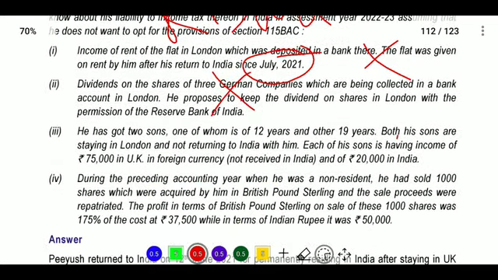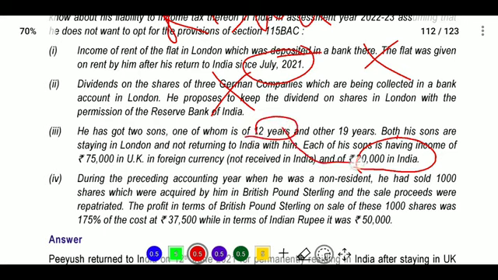Next case, he has 2 sons, one of whom is 12 years and the other 19 years, but both sons are staying in London and not returning to India with him. Each son has income of 75,000 in UK and 20,000 in India. The Indian income of the minor must be included in the parent's income as per clubbing provisions.